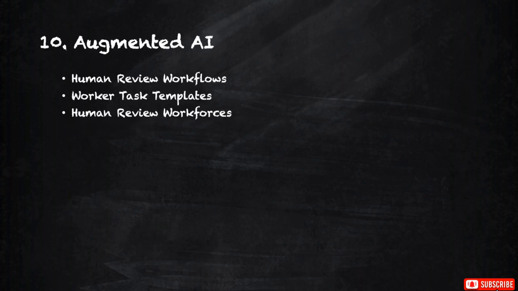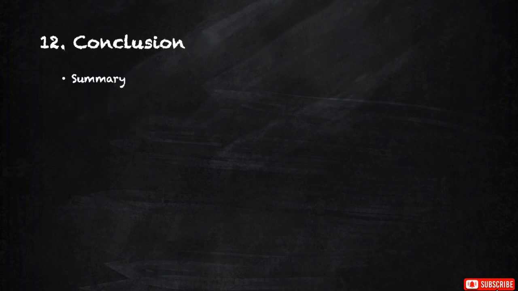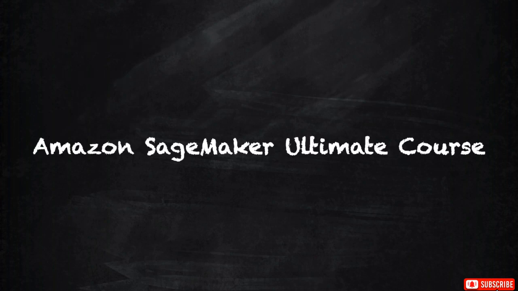In section 10, we're going to talk about Augmented AI: human review workflows, worker task templates, and human review workforces. Section 11, we'll talk about AWS Marketplace, so model packages, algorithms, AWS Data Exchange, and all products. Then section 12 will conclude the course with a conclusion and go over a summary of what we learned throughout the course. So with that in mind, thanks for watching. I'll see you inside the course.